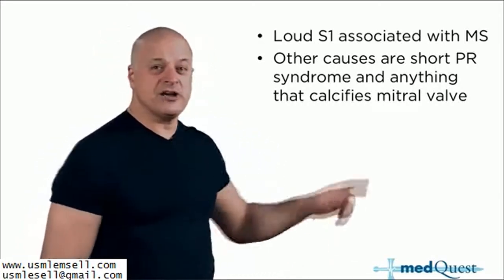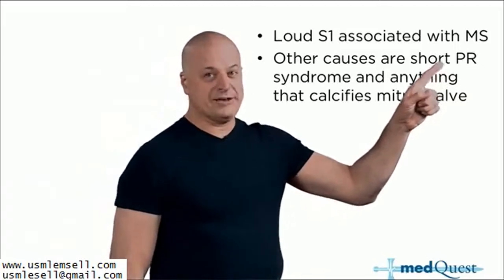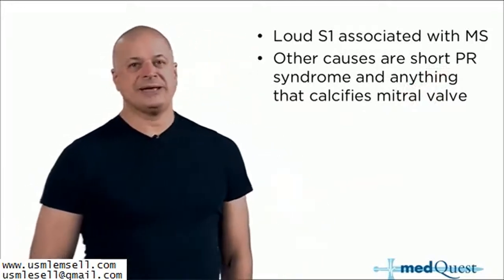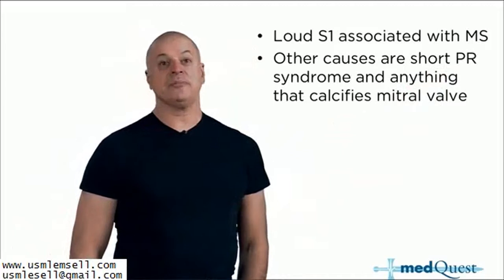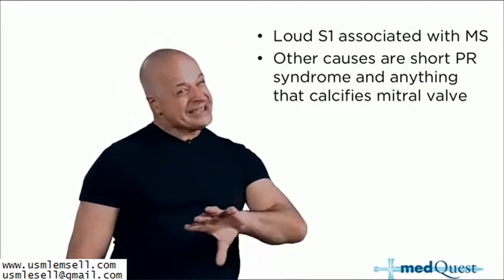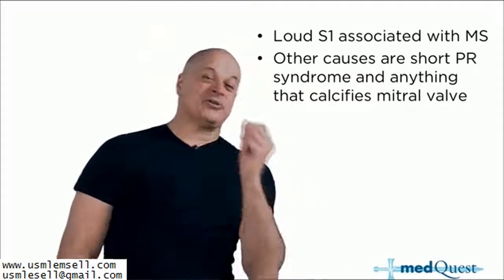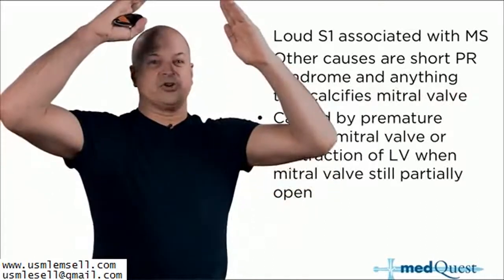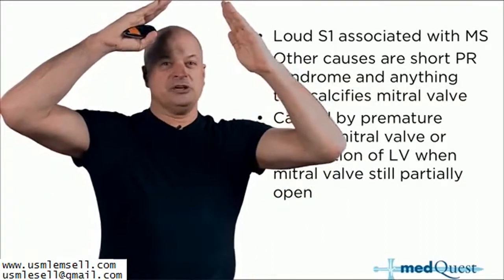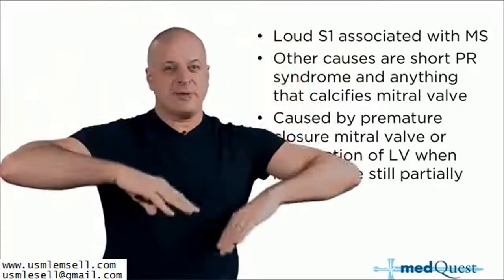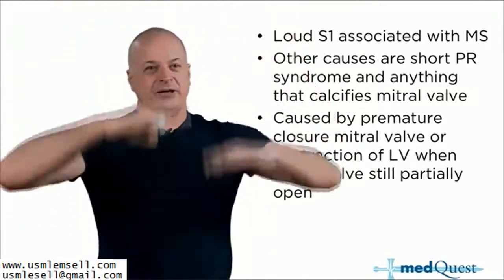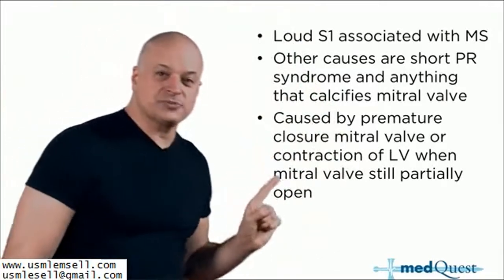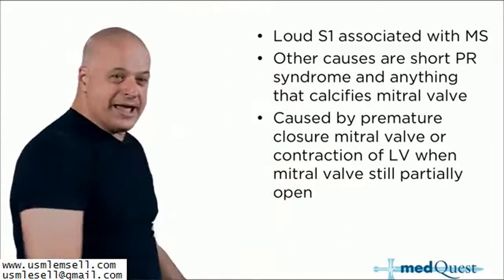But a short PR, if you're not familiar with it, is things like Wolff-Parkinson-White. Wolff-Parkinson-White is a short PR. It's also called pre-excitation syndrome. Now, a pre-excitation syndrome means the ventricle depolarizes early. It's a short PR, fast. So the mitral valve is still open. So instead of the nice normal flop, flop, the ventricle contracts and goes bang, bang. That's why short PR causes a loud S1. Anything that causes premature closure, bang, bang.